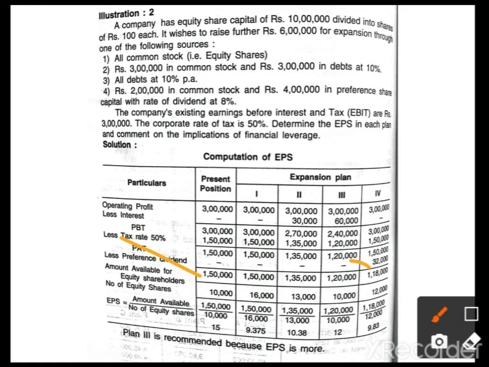After that we are getting exactly the amount available to equity shareholders: 1 lakh 50, 1 lakh 50, 1 lakh 35,000, 1 lakh 20, and 1 lakh 18,000. And next, most important, number of equity shares. In existing, it is 10,000, that is 10 lakh divided by 100 each. In plan 1, all are common stock, so 6 lakh divided by 100 is 6,000 plus old 10,000, that is 16,000. Very important, please, 16,000.